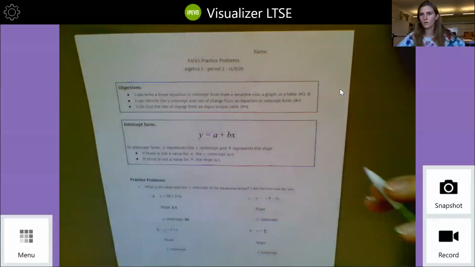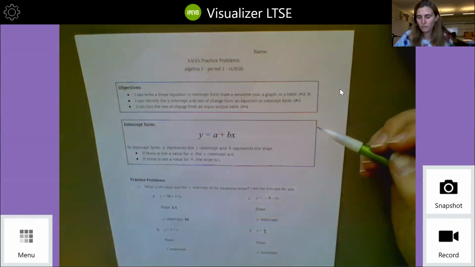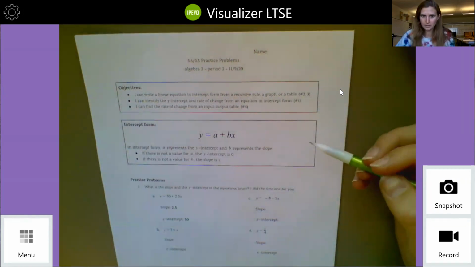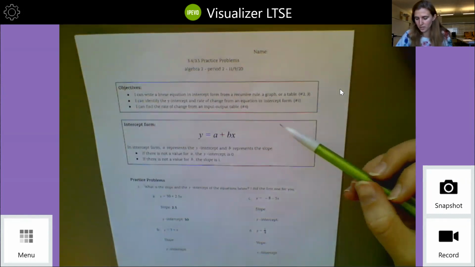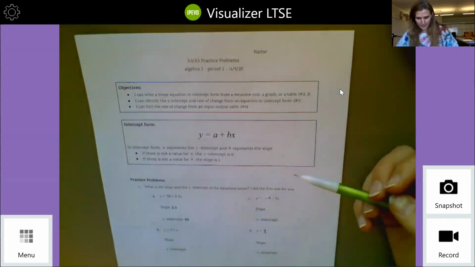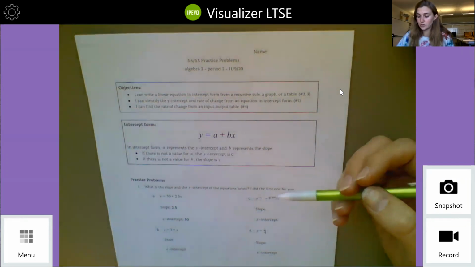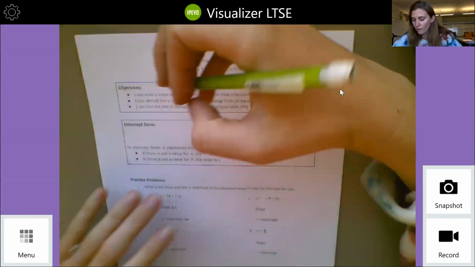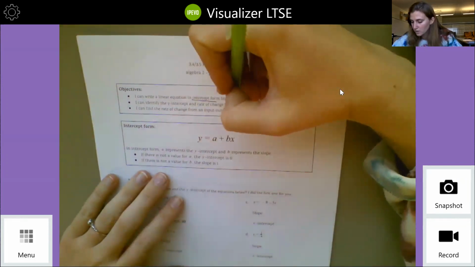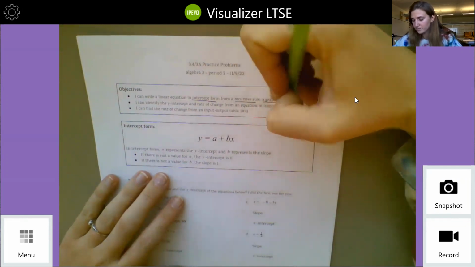Okay, so we're going to go over 3.4, 3.5 practice problems. Let's go through our objectives first. The first one is that we want to be able to write a linear equation in intercept form from a recursive rule, a graph, or a table.